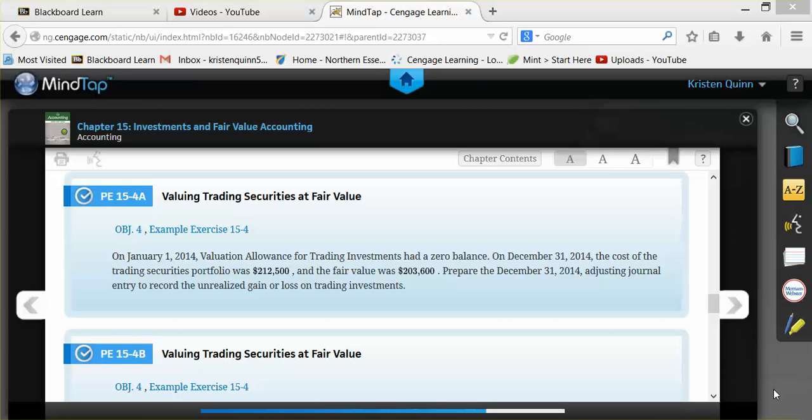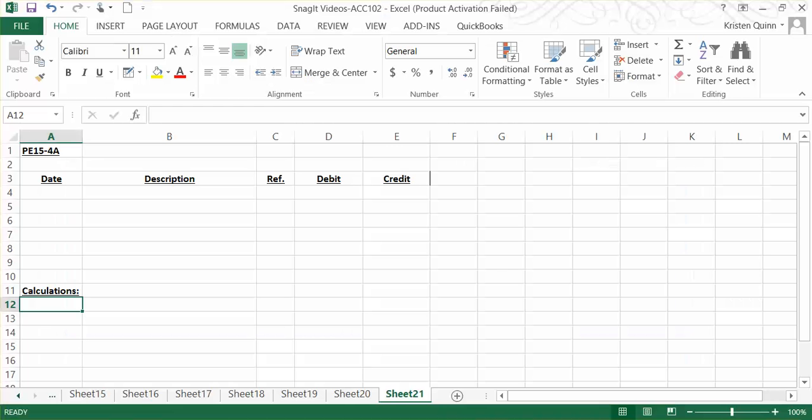On December 31st, 2014, the cost of the trading securities portfolio was $212,500, and the fair value was $203,600. So we need to prepare the December 31st, 2014 adjusting journal entry to record the unrealized gain or loss on trading investments. So we are doing an adjusting entry as of December 31st.